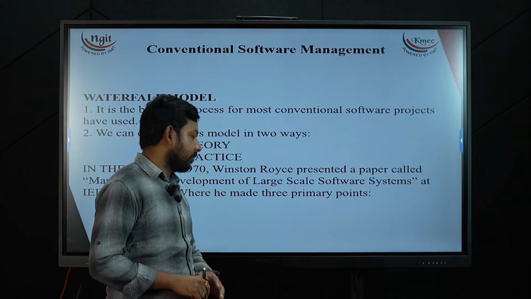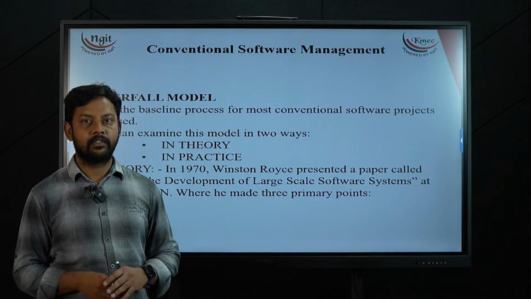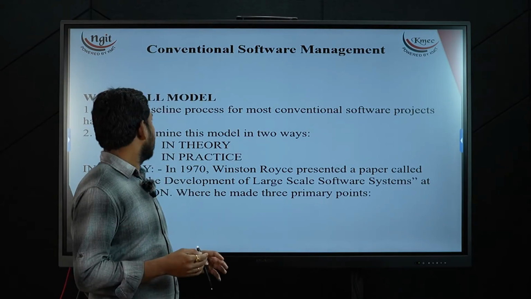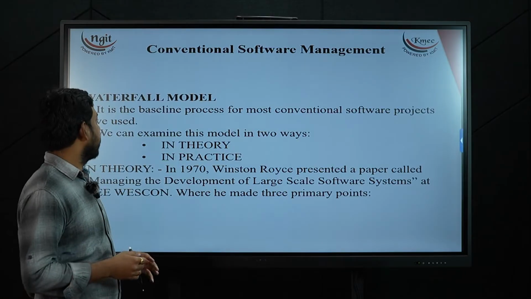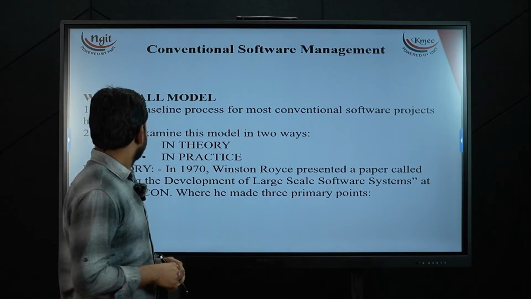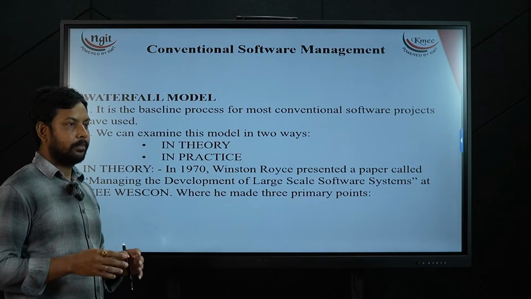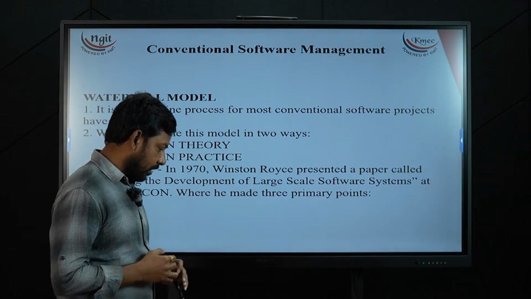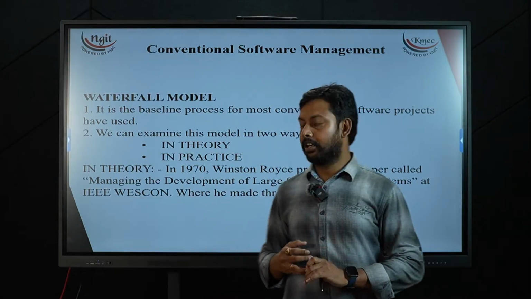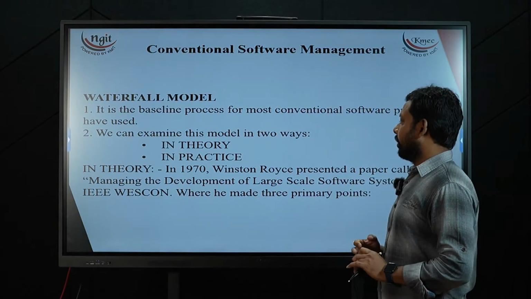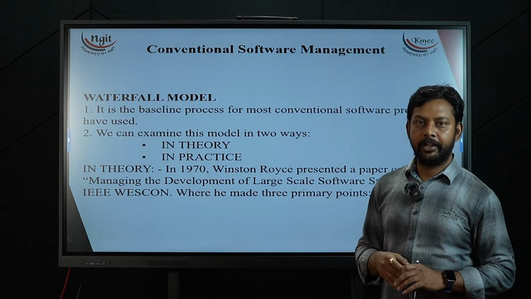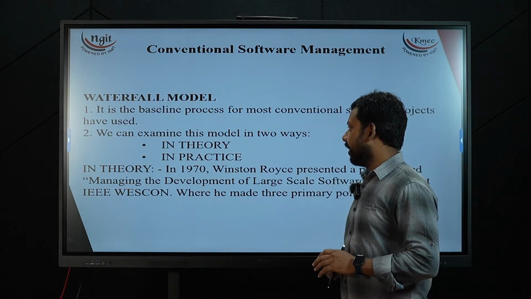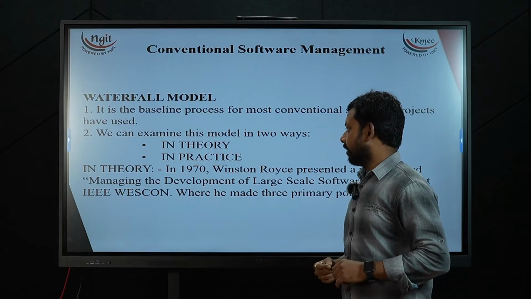Conventional software management is nothing but the traditional software management process that is followed in your industry. The most often used traditional model in your industry is the waterfall model. This waterfall model is purely based on a baseline, that is, it is going to design your conventional process. This model is going to be executed in two ways: one in the form of theory, and second in the form of practice.